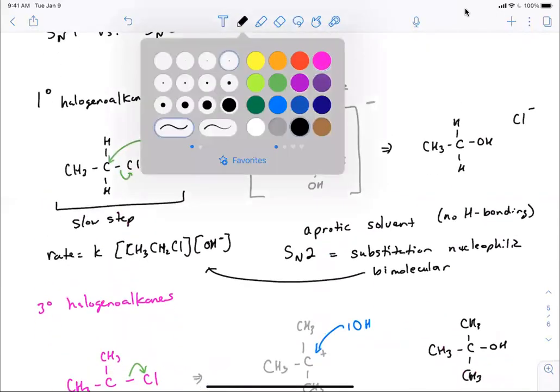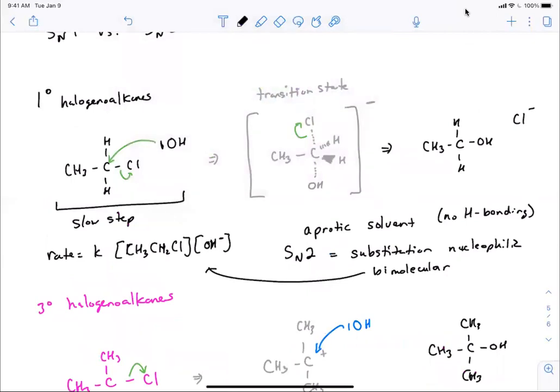One of the terms that I don't know if we said a lot is that they'll say it's a concerted step. Is that the right term? Let me make sure I say it right. Yeah, a concerted reaction. Okay, that means it all happens in one step.